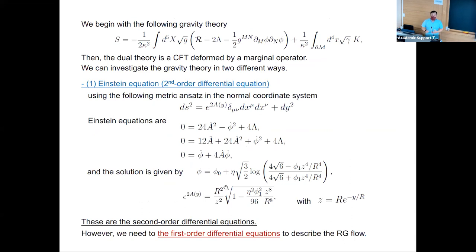My question is, what is the IR behavior of the bulk curvature? Oh yeah. In this case, the IR curvature diverges. Here I didn't consider the IR picture. I just focus on UV physics near the UV fixed point. So this dual theory is IR incomplete. Yeah. Thank you.